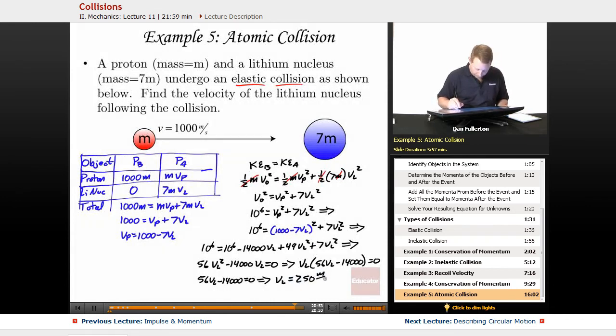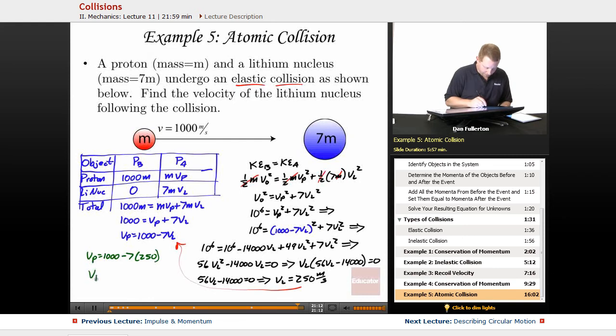250 meters per second. And if Vl is equal to 250 meters per second, I can take that back over here to say that Vp equals 1,000 minus 7 times 250, which is negative 750 meters per second.